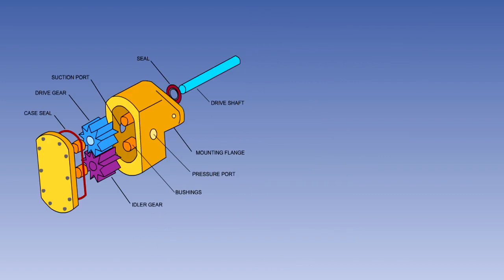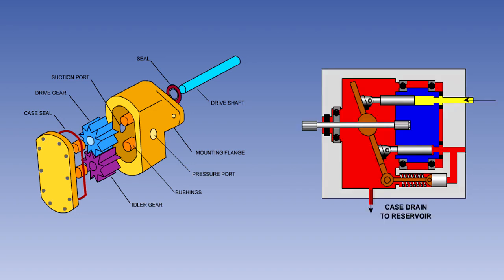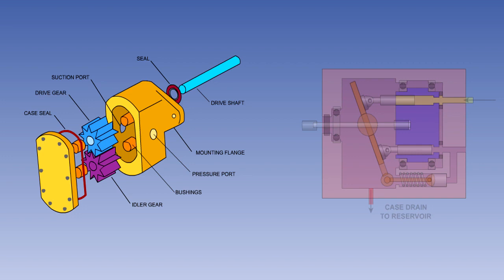There are two types of powered pump in common use. They are the constant delivery fixed volume type and the constant pressure variable volume type. We will look first at the constant delivery fixed volume pump.